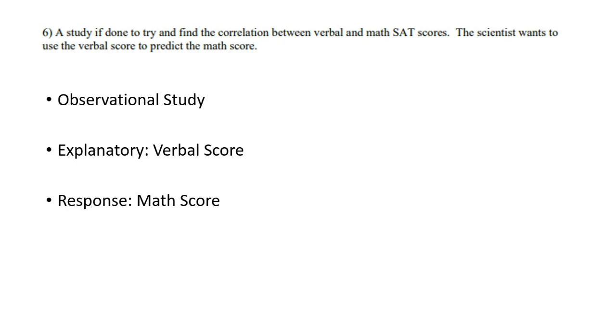Number 6, a study is done to try and find the correlation between verbal and math SAT scores. Scientists want to use the verbal score to predict the math score. Is this going to be observational or experiment? It is observational. There is no treatment in this one. It's just taking your verbal score and your math score and comparing them. So the scientist wants to use the verbal score to predict the math score. That means that your explanatory is going to be the verbal and your response is the math. They're trying to see, can the verbal predict what math is going to be? And that's what they're looking at. So that's why the verbal is the explanatory, while math is the response.